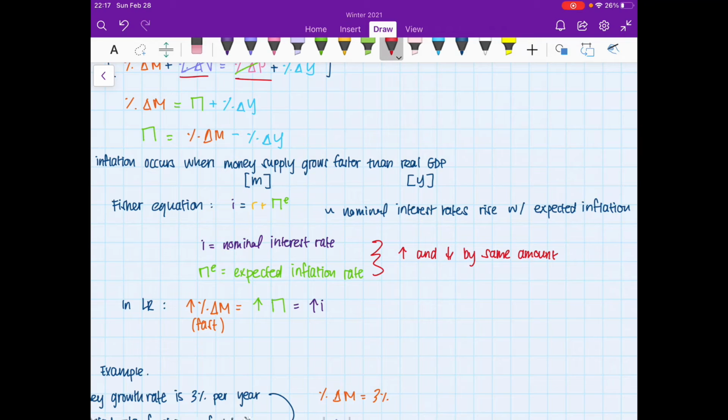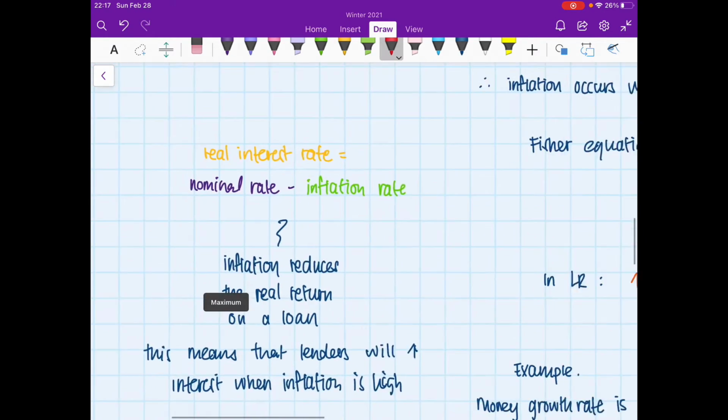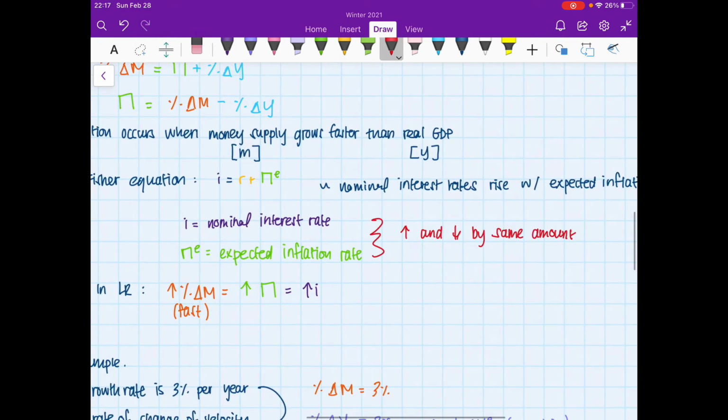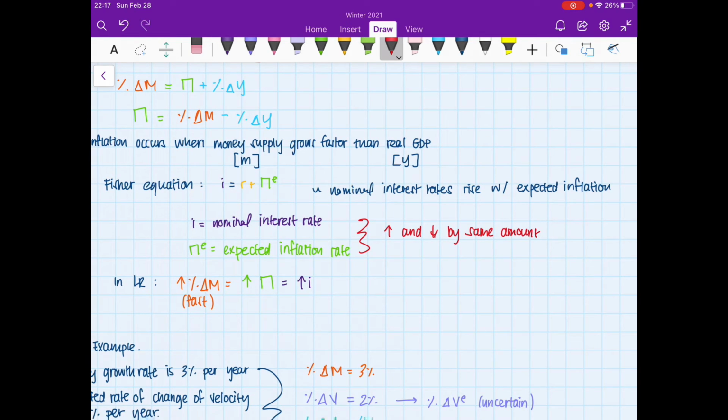The Fisher equation is listed below, but it can also be rewritten this way. So let's take it in this case: real interest rate is equal to nominal rate minus inflation rate. If inflation were to increase, that would mean a decrease in the real interest rate, or a decrease in the real return. This means that lenders will increase interest when inflation is high. So let's apply that to the way that we have written our equation here. If this is the case, this means nominal interest rates will rise with expected inflation. Therefore, the nominal interest rate and expected inflation rate will rise and fall by the same amount.